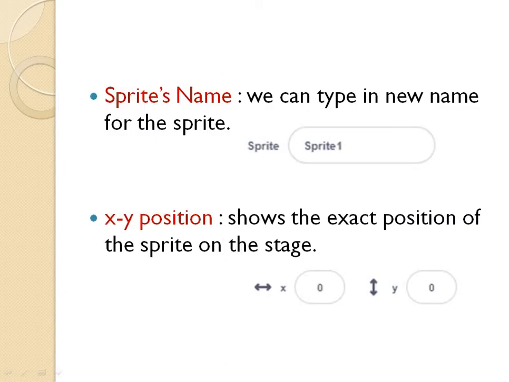Next, sprite name section is there to give us facility to rename the sprite. Means here we can define a new name, because sprite is the character of our story, of our animated story, of our game, whatever we wish to create with the help of Scratch software. Okay, XY position. The XY position shows the exact position of the sprite on the stage, and where the sprite is currently located. Let's see how it will appear.